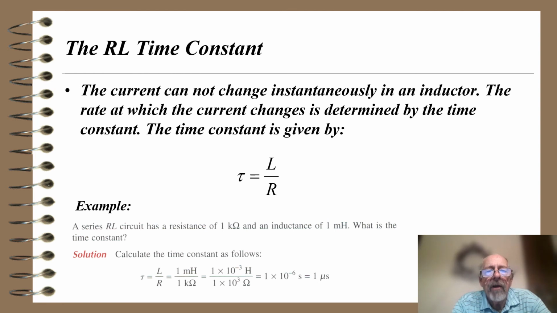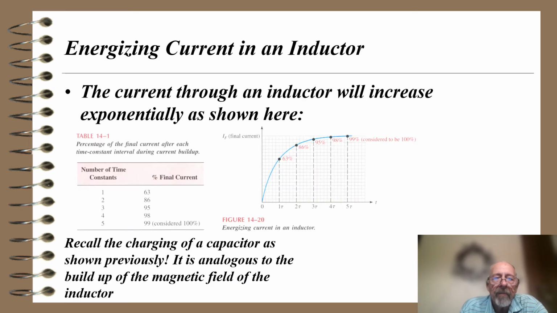So what about the RL time constant? Well, the current cannot change instantaneously in an inductor. The rate at which the current changes is determined by the time constant. The time constant, tau, in this case, is L/R. And they do an example for a 1 millihenry inductor with 1 k ohm of resistance. It turns out to be 1 microsecond for the time constant.